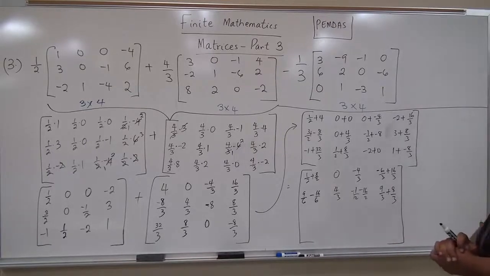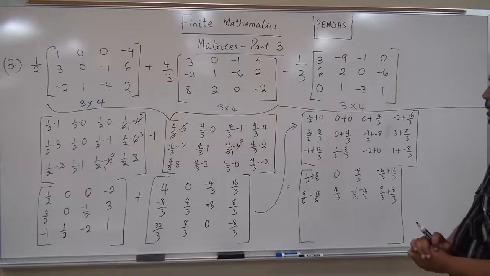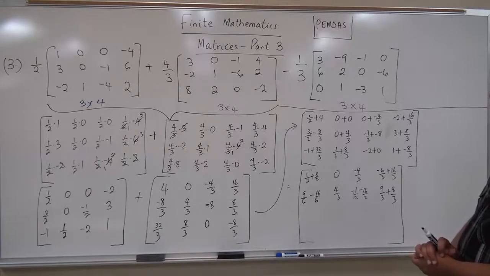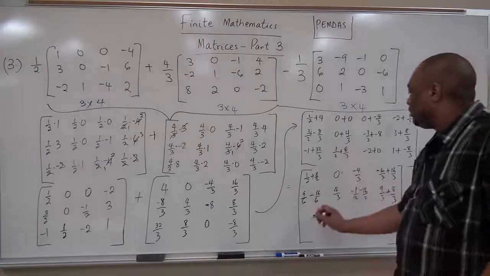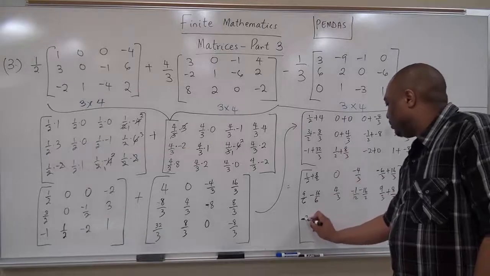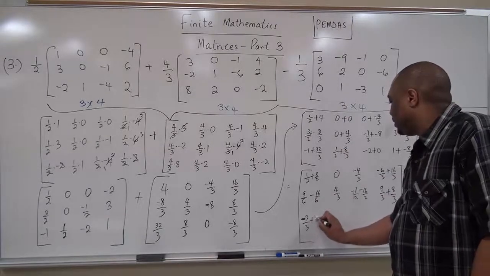Let's do it and check it again to make sure that we are correct. Okay, the next one is minus 3 over 3, minus 3 over 3 plus 32 over 3.